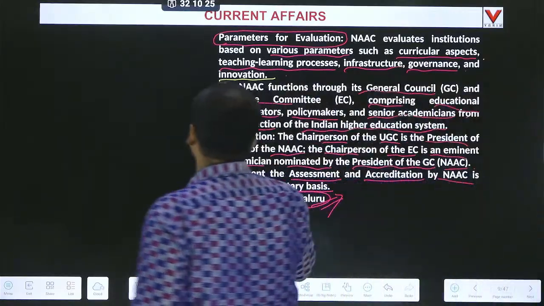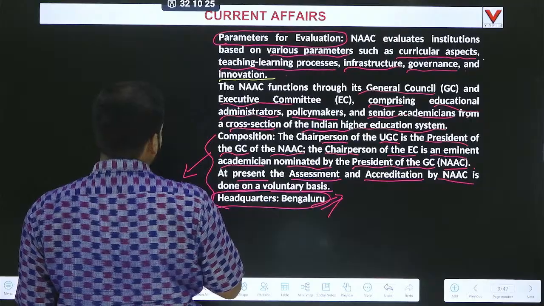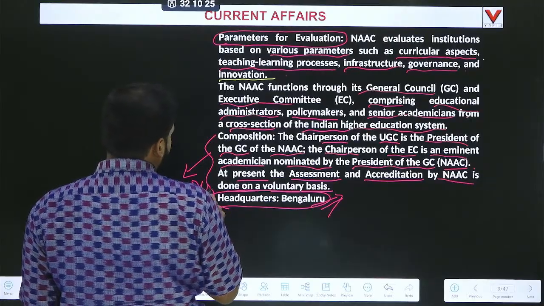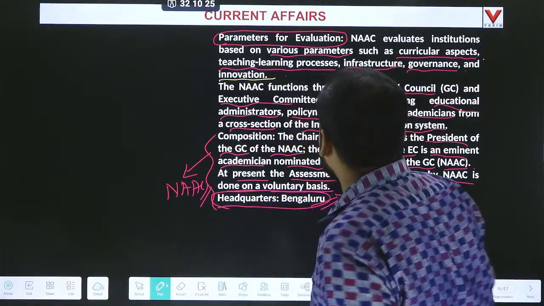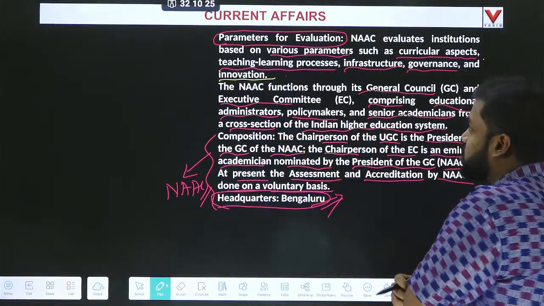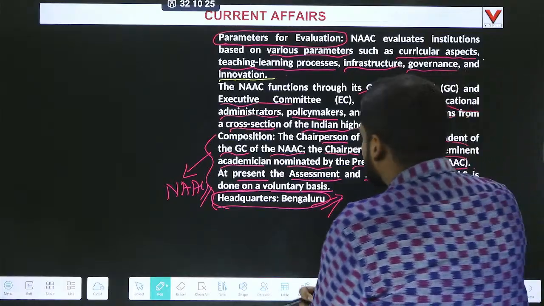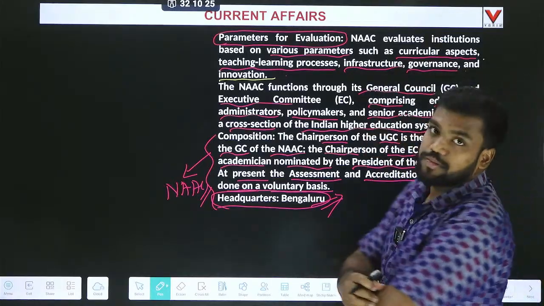We have to comprehensively cover the NAC because it is in the news. We can't say whether the headquarters of the NAC will come in the exam or not. They can ask about the governance structure of the NAC, the parameters of evaluation. That's why we have to cover all of the above.